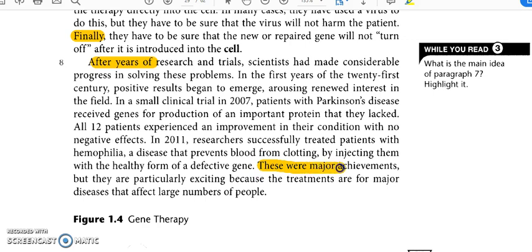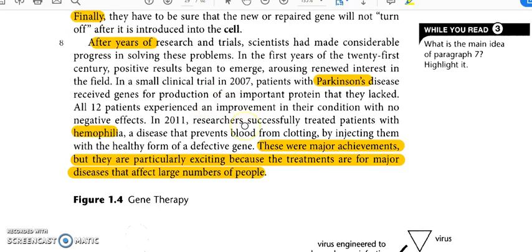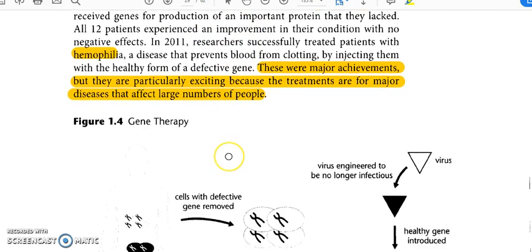So now we've got a major achievement, and they're exciting because the treatments are for major diseases that affect large numbers of people. So we have to look and say, what were those major diseases? Well, I see Parkinson's here, and I see hemophilia, so that we've got at least 2 that were important, that were major diseases.